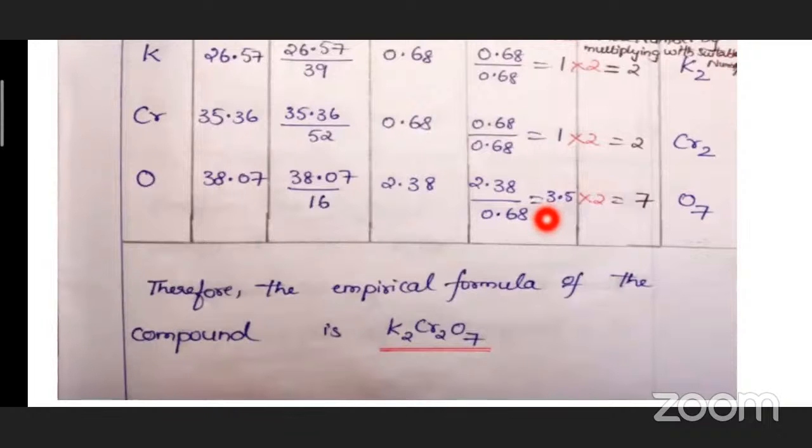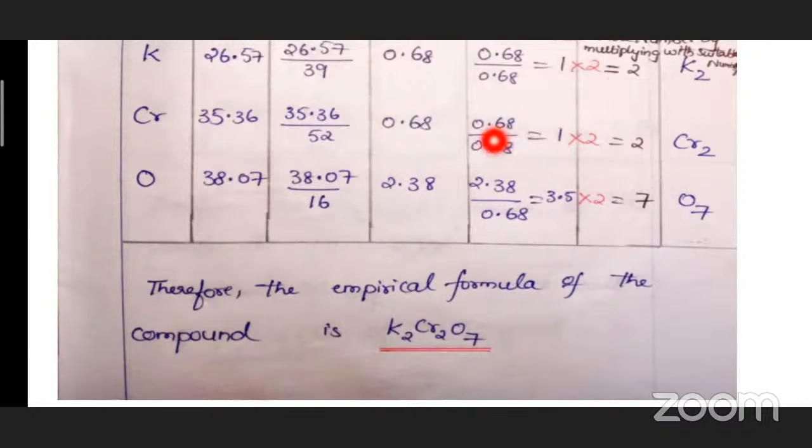Here one point you have to notice is that you should not round off this 3.5 to 4, because 3.5 is a large number. We cannot round it off to 4. So what we do is multiply these numbers, that is 1, 1, 3.5, by the smallest number that gives us whole numbers. Because it has 3.5, if I multiply it by 2, this becomes a whole number, that is 7. Same thing, 1 into 2 is 2, 1 into 2 is 2.